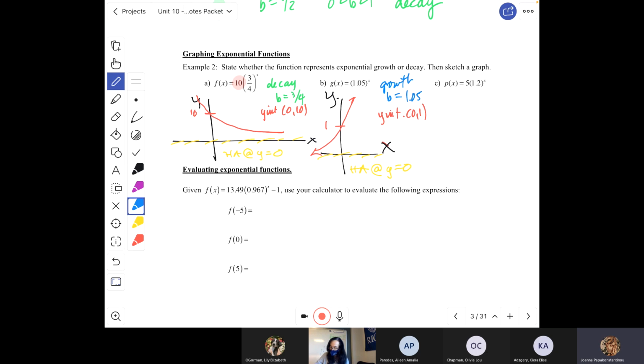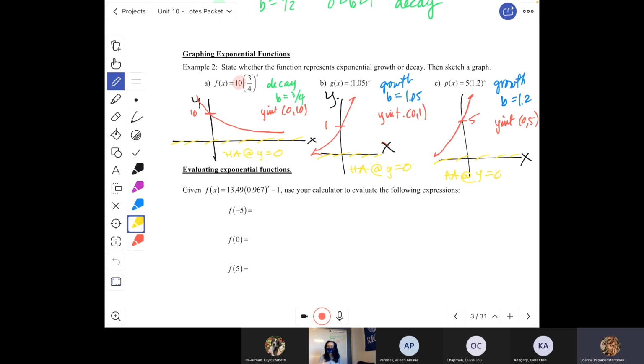Looking at the next one, is it growth or decay? And we know that because B is 1.2, greater than 1. Do I know the y-intercept? 0, 5. So I could do a quick sketch here. Again, it's growth. This is 5. So I know it's going to look like that. And again, horizontal asymptote at y equals 0.